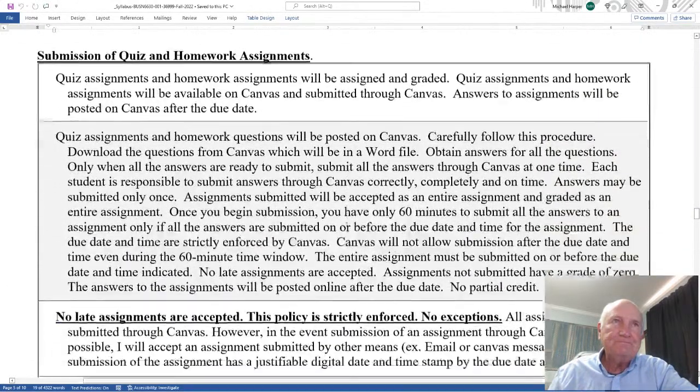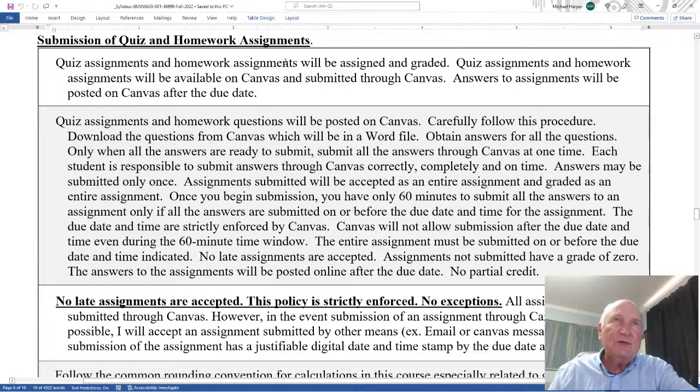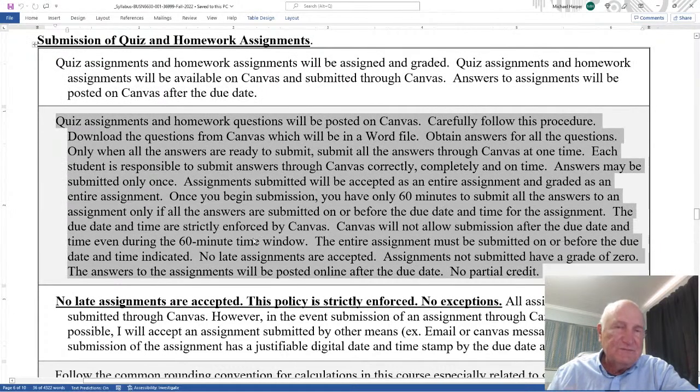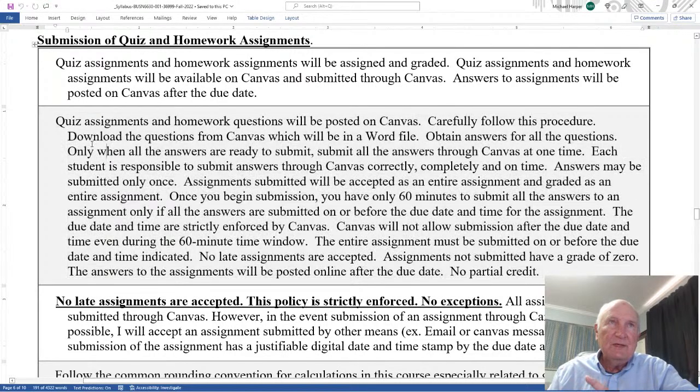Okay. Now the submission of the quiz and homework assignments. First of all, quiz assignments and homework assignments will be assigned and graded. They will be available on Canvas and submitted through Canvas. Answers to the assignments will be posted on Canvas after the due date. Now this paragraph here is very important. Quiz assignments and homework assignments will be posted on Canvas. Carefully follow this procedure.